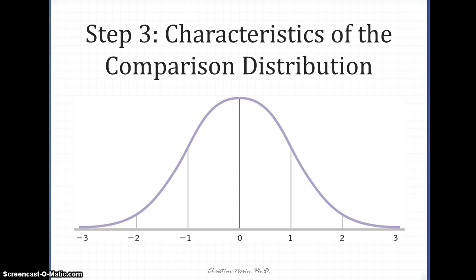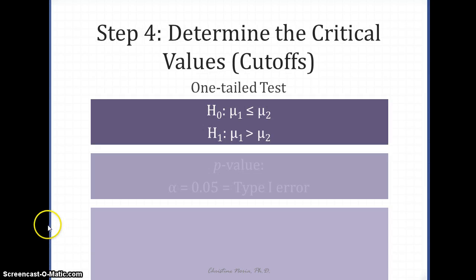So I have the distribution here, and we're getting it ready so that we can draw in where our critical value cut points are later on. Right now I've just noted that the mean of the distribution of means is 7, and that the standard error of the estimate is 0.42. So now we're on to step 4, where we determine the critical values, or our cutoff.